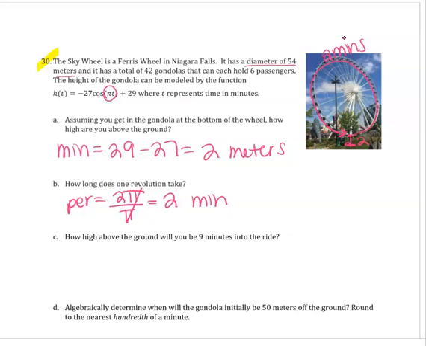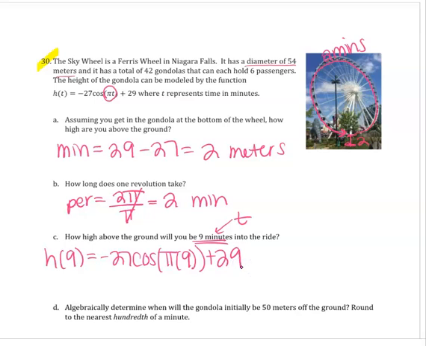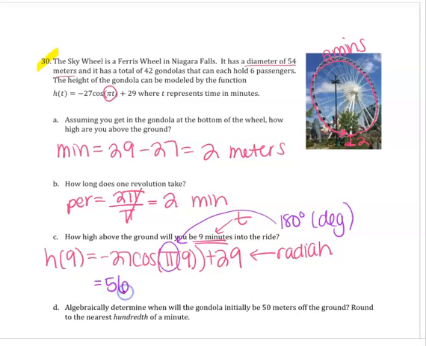How high above the ground will you be 9 minutes into the ride? They're telling you a time t there. So ultimately you're just doing h of 9 in your calculator. So negative 27 cos of pi times 9 plus 29. Now, if you want to plug that in your calculator just like so, make sure you're in radian mode. But if you plug it in degree mode, you would have to change that pi to be 180 degrees. So whatever you want to do, but be conscientious of what you're typing in. Ultimately, you're going to get 56 meters off the ground.